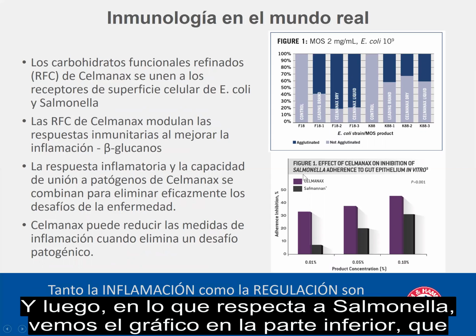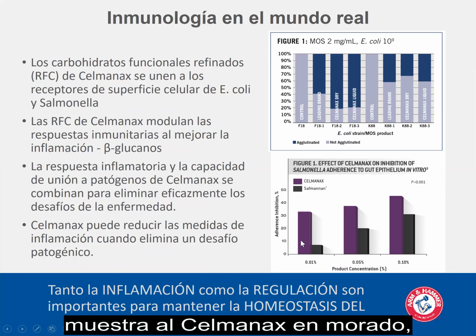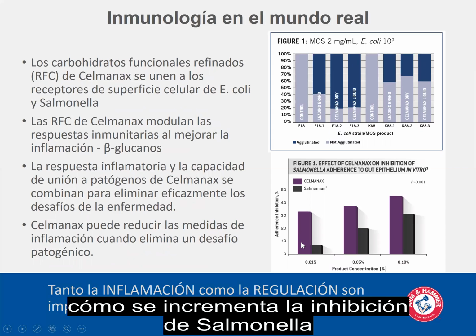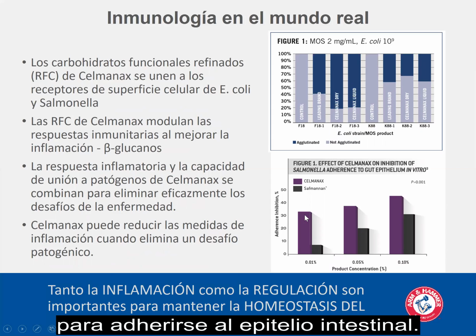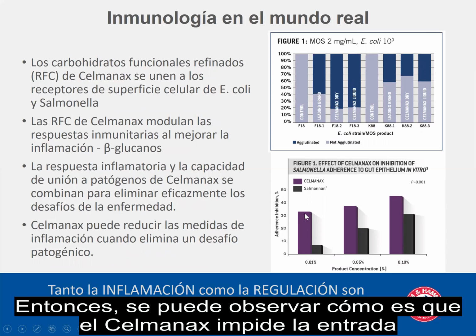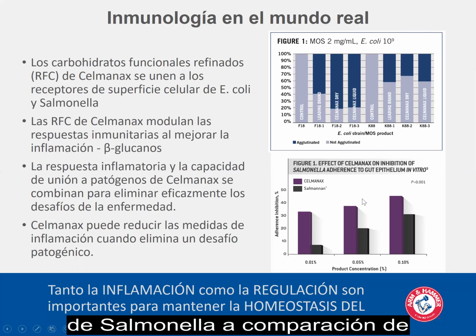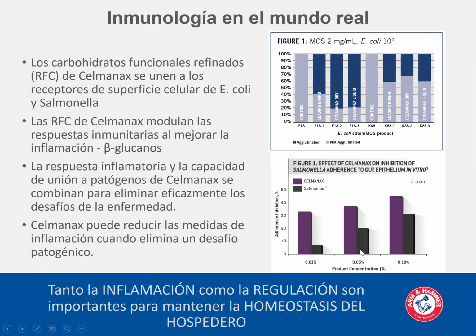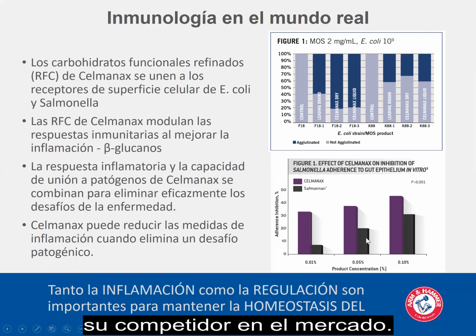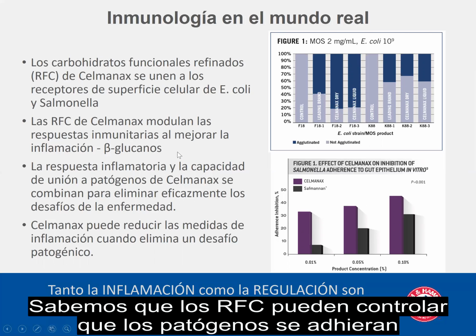And then for Salmonella, we have the graph on the bottom here that shows that Salmonax in the purple actually increased the inhibition of Salmonella adhering to the gut epithelium. So less Salmonella actually adhered to the gut epithelium when Salmonax was in solution with it, relative to a competitor yeast product on the market. So the refined functional carbohydrates, we know, can control the pathogens by adherence.